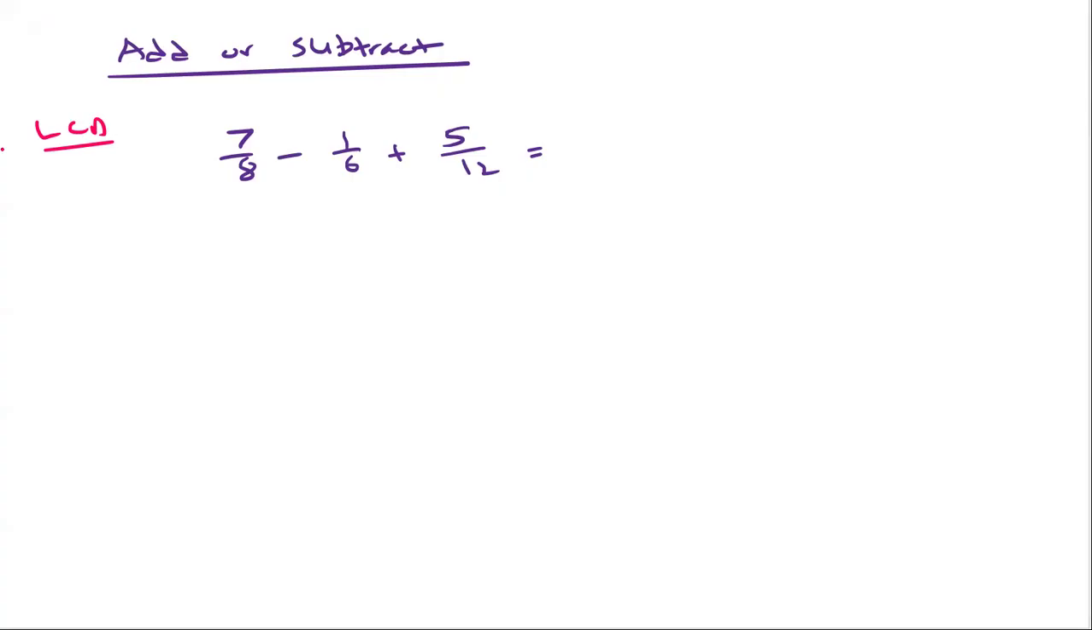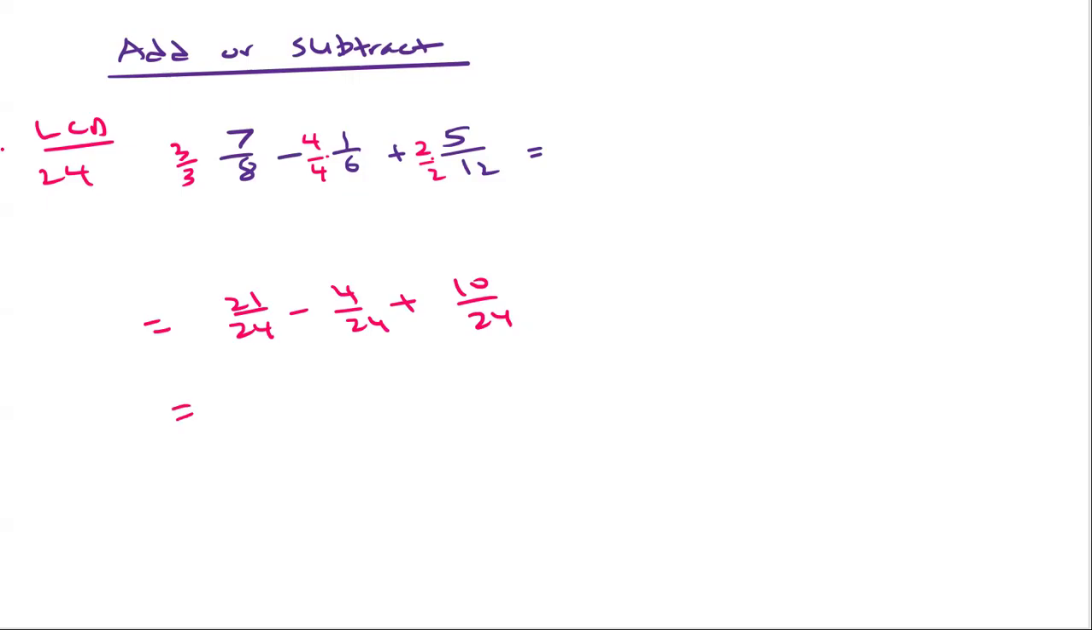So that means I need to multiply each one in the denominator so that the result is going to be 24. So for this one, for it to be 24, I multiply this by 3 over 3. Okay? 3 times 8 is 24. For this one, I have to multiply this by 4 over 4 because 4 times 6 is 24. And for this one, I have to multiply this by 2 over 2 because 2 times 12 is 24. All right, so when we do that, we get 21 over 24 minus 4 over 24 plus 10 over 24.